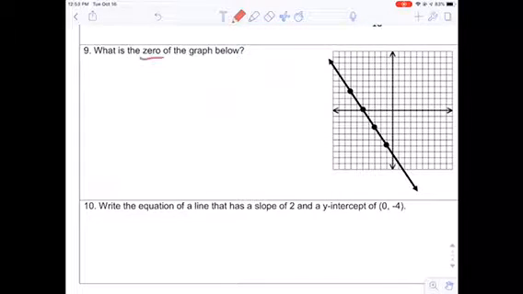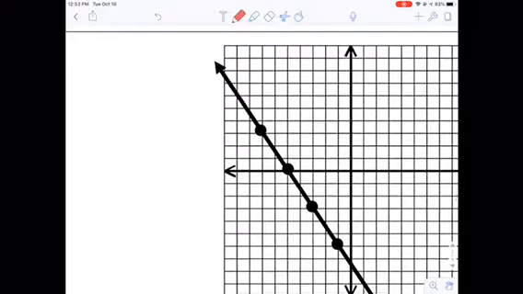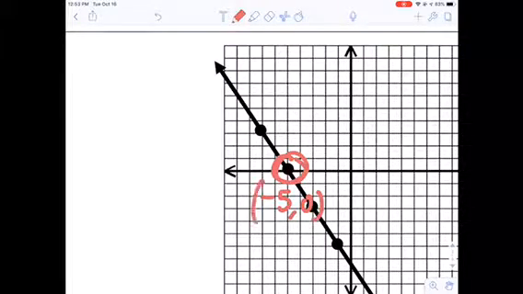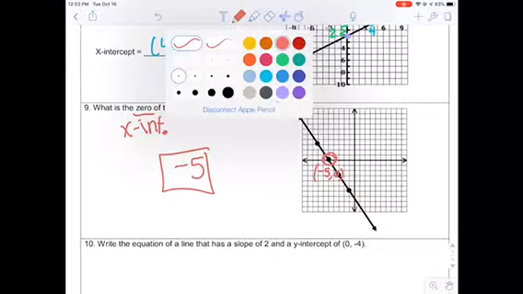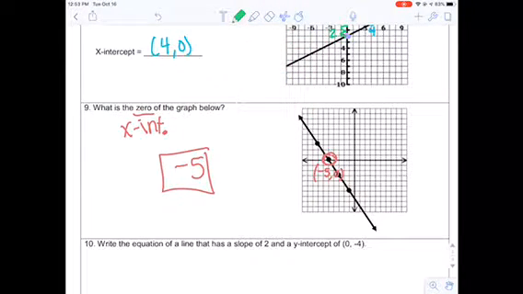Problem 9 asks me for the 0 of the graph. 0 is the one number from the x-intercept. So I'm going to look at where this crosses the x-axis. It crosses right here, which is at (-5, 0). So my 0 is just the number -5 because 0 just wants that one specific number, not the point.